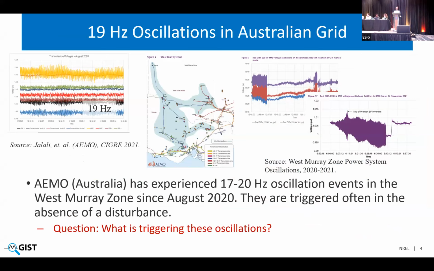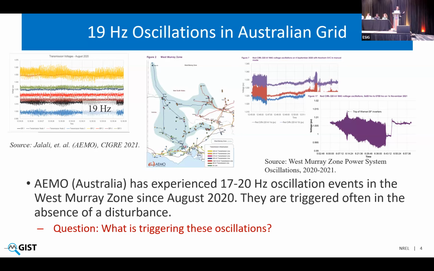Without any disturbance, the system runs into oscillations. And the map that you see here, those dots basically indicate solar farms. So there are a bunch of them. The shaded area is really the West Murray zone, basically in southern Australia. So now the question is, who is causing these oscillations?